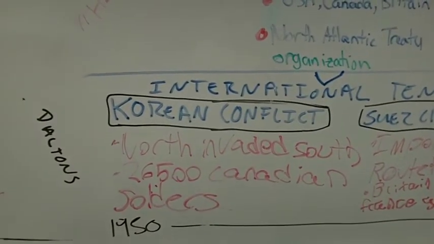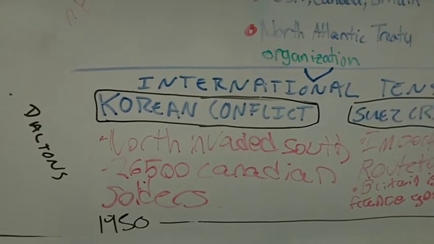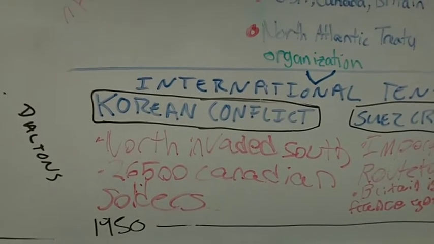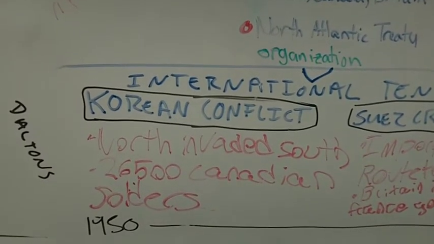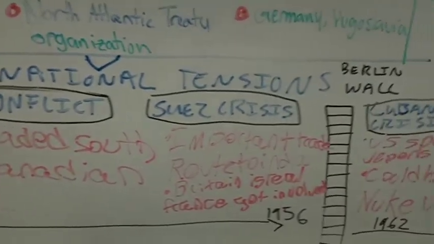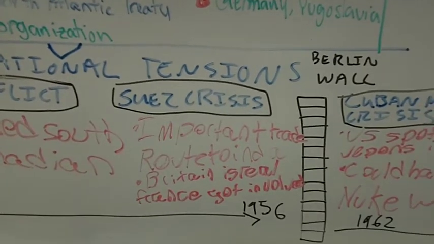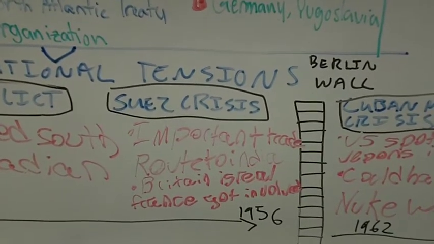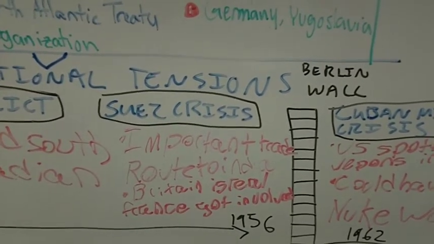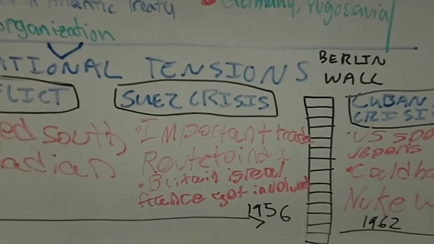The North invaded the South, and Canadian peacekeepers were sent in, and eventually Korea was divided into communist North and capitalist democratic South, well, sort of democratic South, and to this day it's remained the same. The Suez Crisis involved Israel, Britain, and France invading the Suez Canal because Gamal Nasser of Egypt tried to nationalize it. It was an important trade route to India, and what happens here is peacekeepers are once again sent in and they solve this crisis.